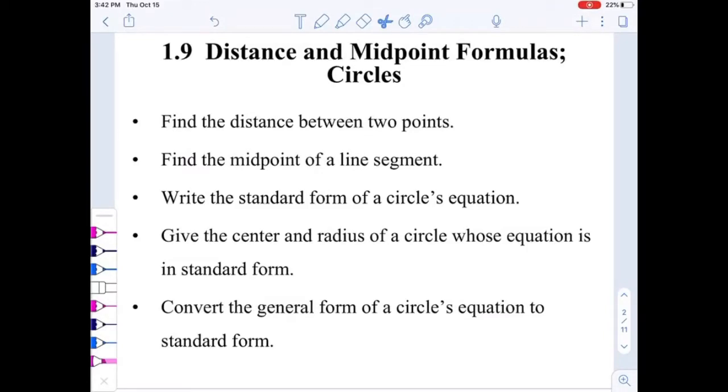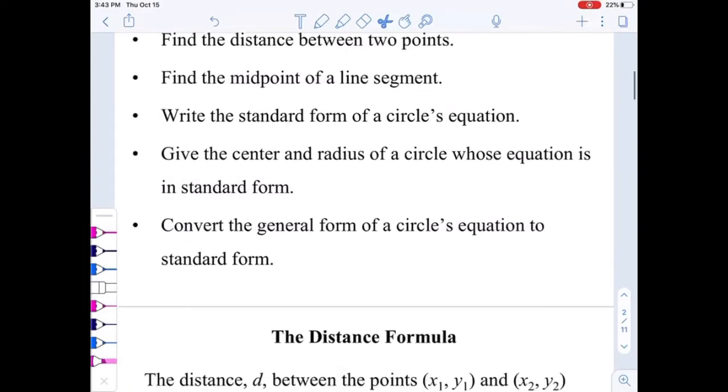Section 1.9, a little geometry review, looking at distance and midpoint formulas and applying them to circles. So we will review finding the distance between 2 points, finding the midpoint of a line segment, write the standard form of a circle's equation, give the center and radius of a circle whose equation is in standard form, and then convert the general form of a circle's equation to standard form.